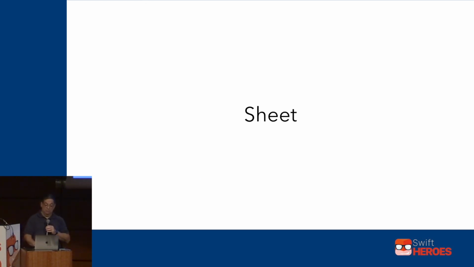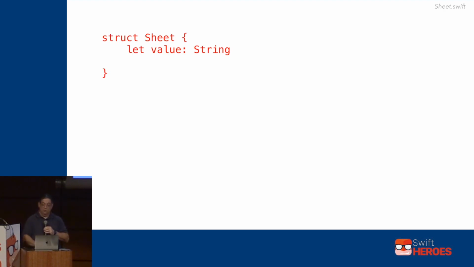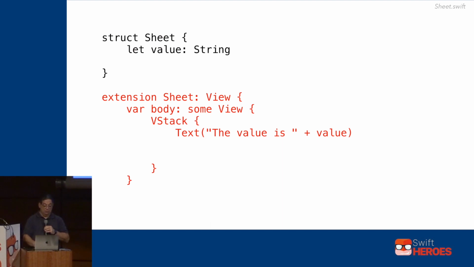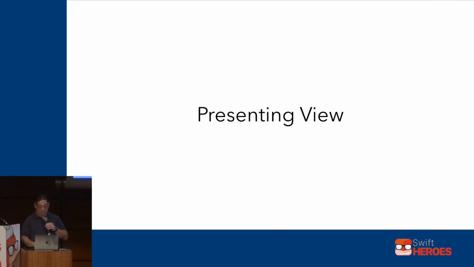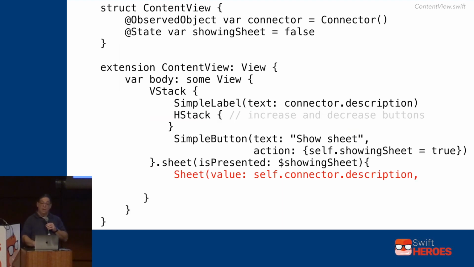What's the sheet? The sheet is another view. It's another struct. I'm just going to display a string in that struct. And so here is my sheet that I'm presenting. So my presenting view will say, oh, I need to construct a new instance of sheet, so I have to tell it what it's displaying.